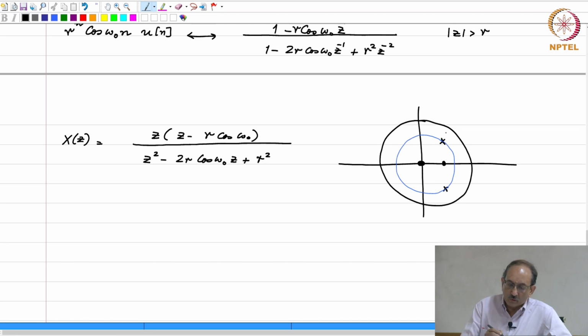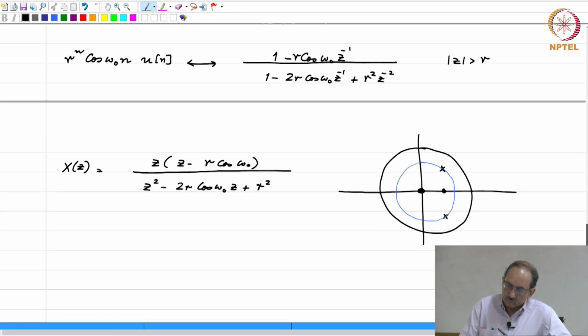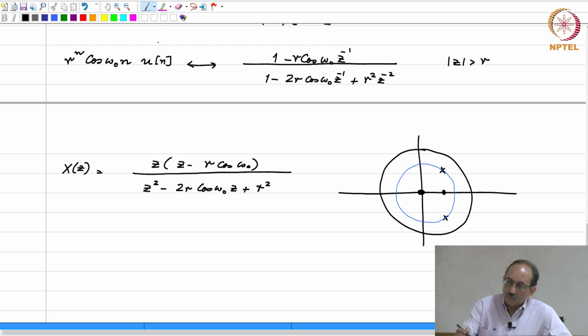And if r were 1, these poles will lie on the unit circle. If r were greater than 1, these poles will lie outside the unit circle. Here I have shown r to be less than 1. Similarly, you can work out the transform of r to the n sin omega naught n u of n along similar lines.